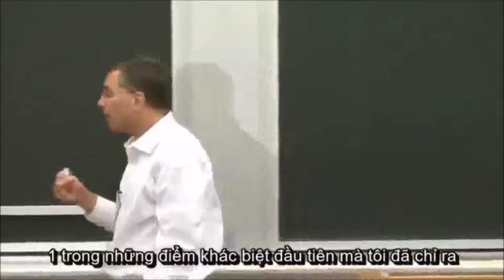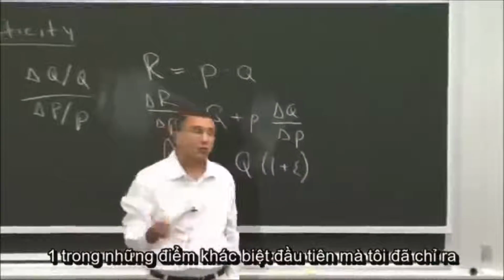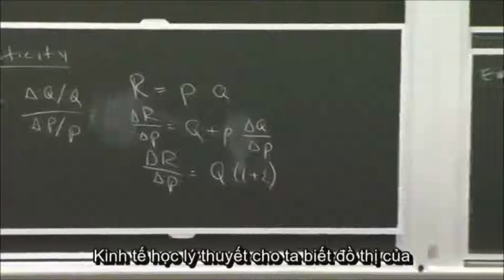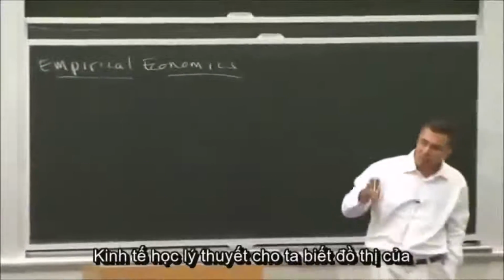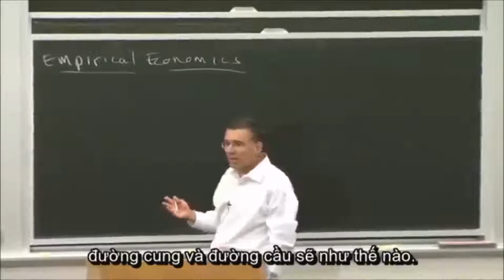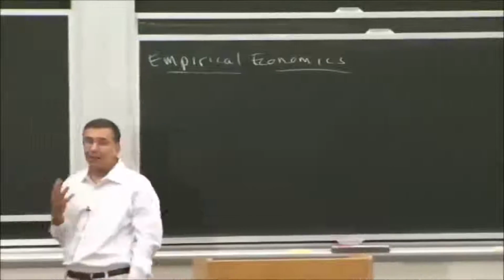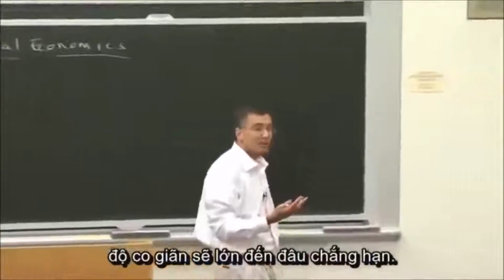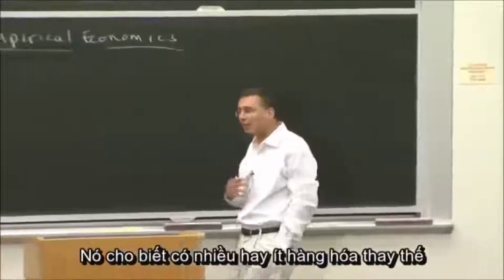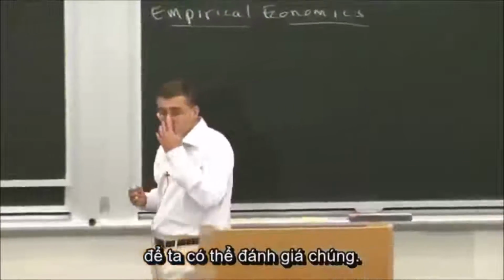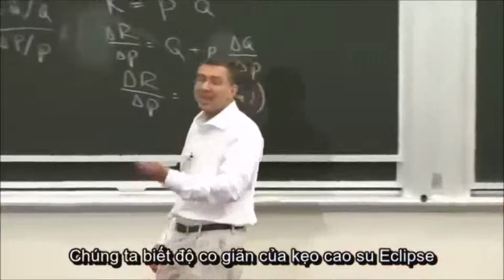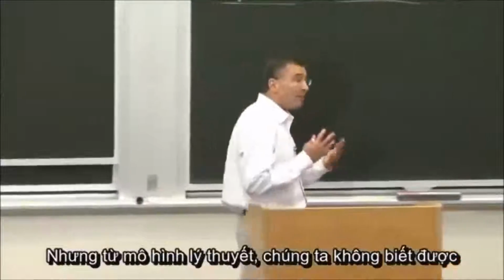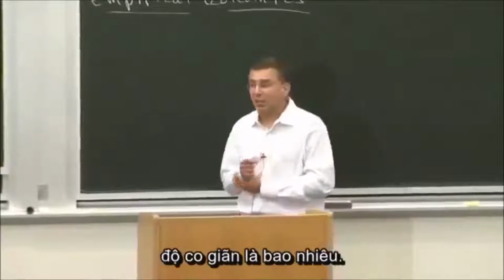So one of the first distinctions I drew in the lecture was between theoretical economics and empirical economics. Theoretical economics can tell us, gee, this is what a graph looks like, and supply and demand. But it can't really tell us how big, for example, an elasticity is going to be. It can tell us, gee, there's more substitutes or less substitutes, so we can sort of rank them. We know the elasticity for Eclipse gum has got to be higher than the elasticity for insulin. Okay? But from the theoretical model, we can't say what the elasticity actually is.